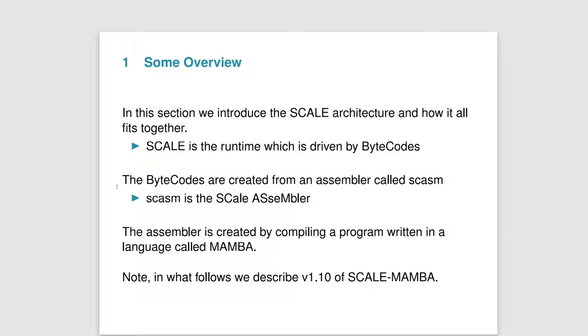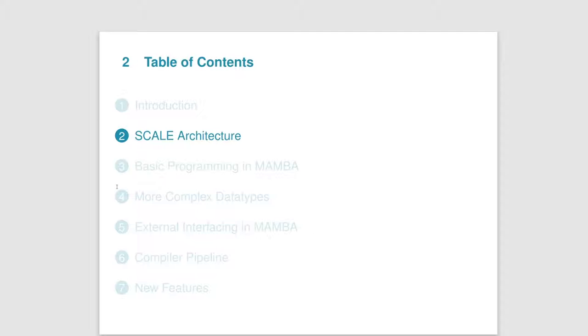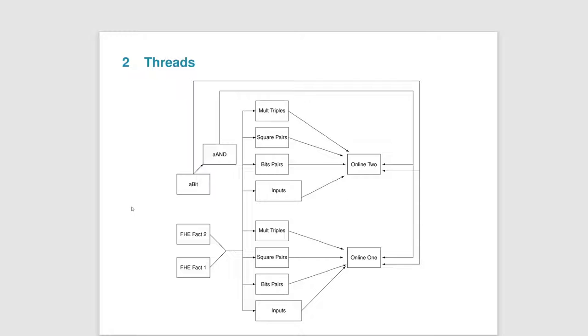Okay, let's talk about the SCALE architecture. This diagram represents all the threads that SCALE spawns and that continuously run. This can slightly change depending on which protocol you use. Here we can see that we have FHE factories, and so we deduce that it's what's happening for SPDZ. In this diagram we actually have two FHE factories and two online threads. The number of FHE factories can be chosen at runtime, and the number of online threads is dependent on which bytecode you run.